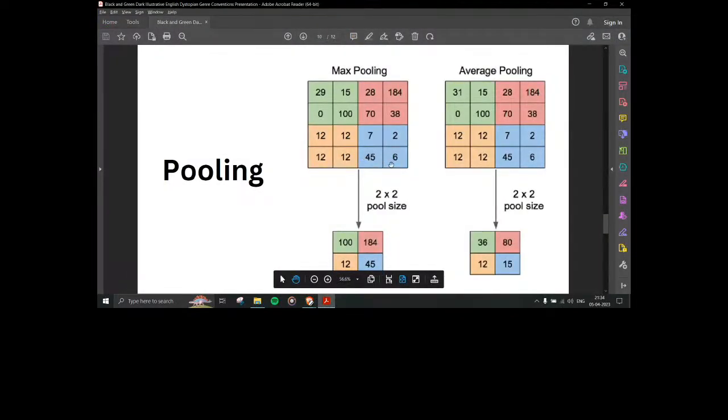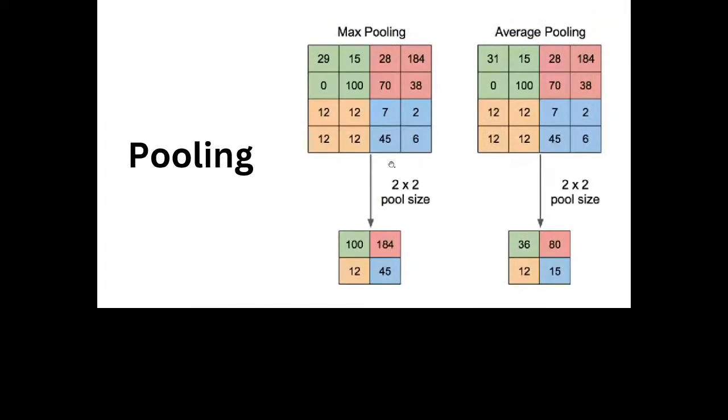Yeah, I think I was here at pooling. So there are two types of pooling: max pooling and average pooling. As I said, in max pooling we are going to take the first four cells and pick the max value out of them. That is 100. And in the top four cells on the right side, we are going to take the max value out of these four cells. So that is 184. And similarly for the bottom cells, I have put the respective values. So that is how max pooling works.